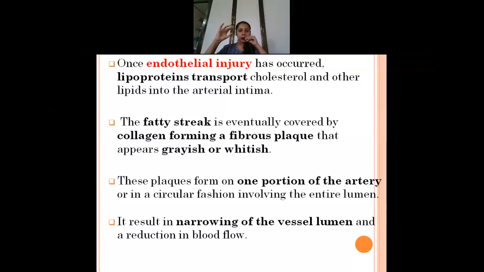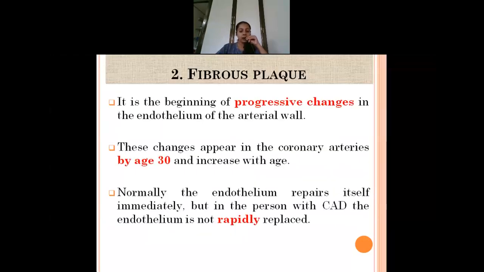And what happens when there is obstruction? It will narrow the blood vessel, it will narrow the blood flow. So I'll just repeat the second stage, that is a fibrous plaque. It is a stage where there is progressive change. Progressive change happens in the endothelium here. It starts by the age of 30 and increases.